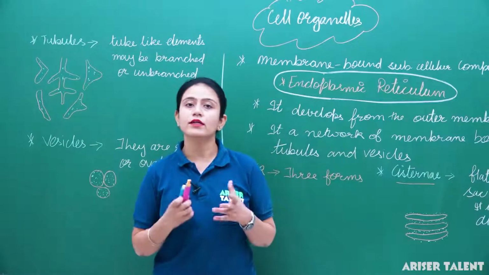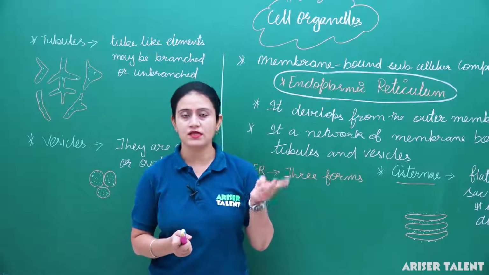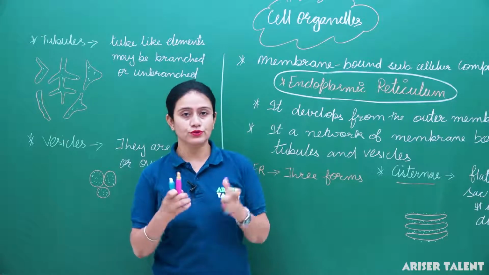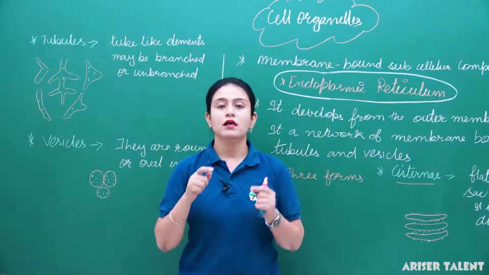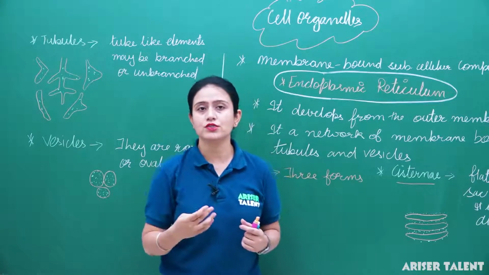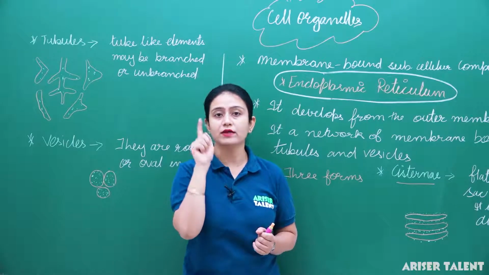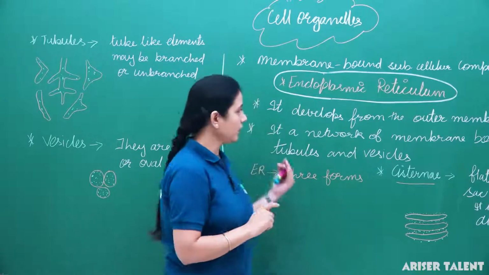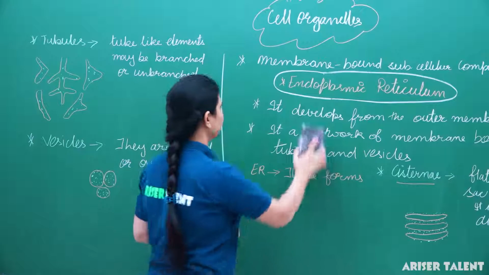Now we will talk about the types of endoplasmic reticulum. Generally endoplasmic reticulum has two types, rough endoplasmic reticulum and smooth endoplasmic reticulum. When I showed you the structure of the nucleus, that time also I told you that the outer membrane gives rise to the endoplasmic reticulum. That time I showed you that that was the rough endoplasmic reticulum on which ribosomes were present. Now here we will talk about the types of endoplasmic reticulum.